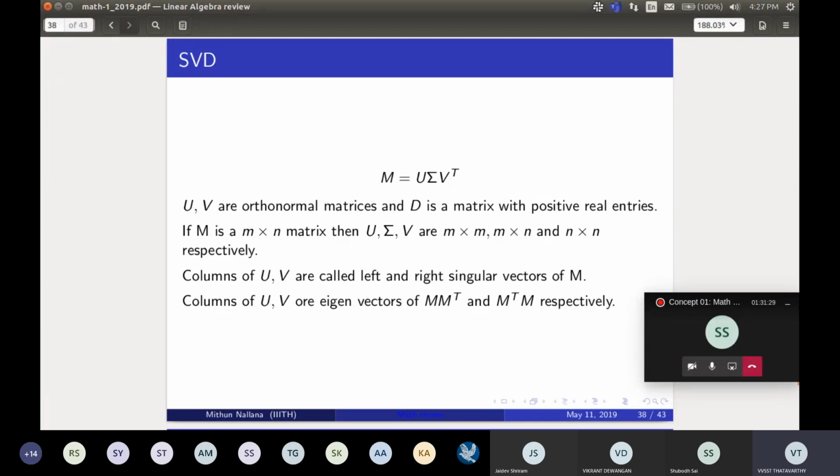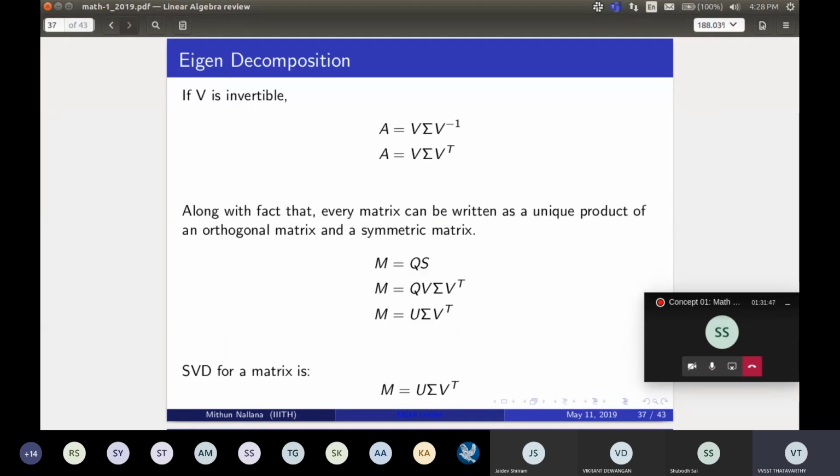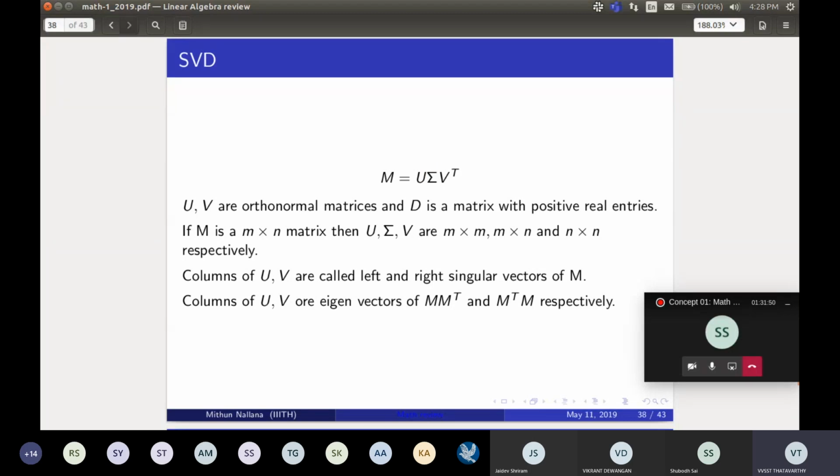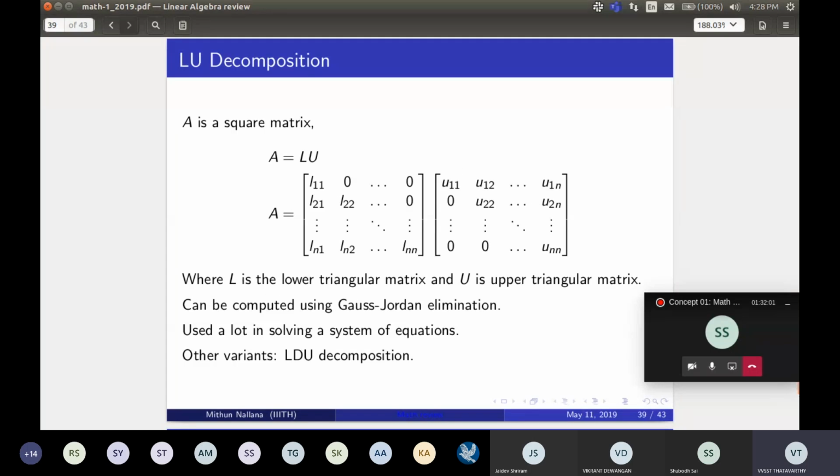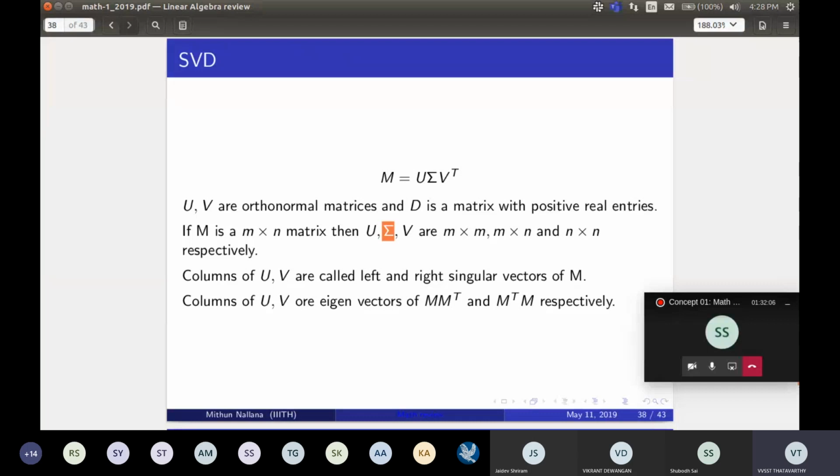Here, if you look at the properties of the matrices, U and V are orthonormal matrices, and D will obviously be a diagonal matrix, which comes from the eigenvalues. For a square matrix, you would say this is an eigenvalue matrix, with U and V forming the eigenvectors, but for a rectangular, non-square matrix, you will have U and V with sigma. The elements of sigma are called singular values. U and V are called the left and right singular vectors of M. So that is one decomposition, and there is a different decomposition.